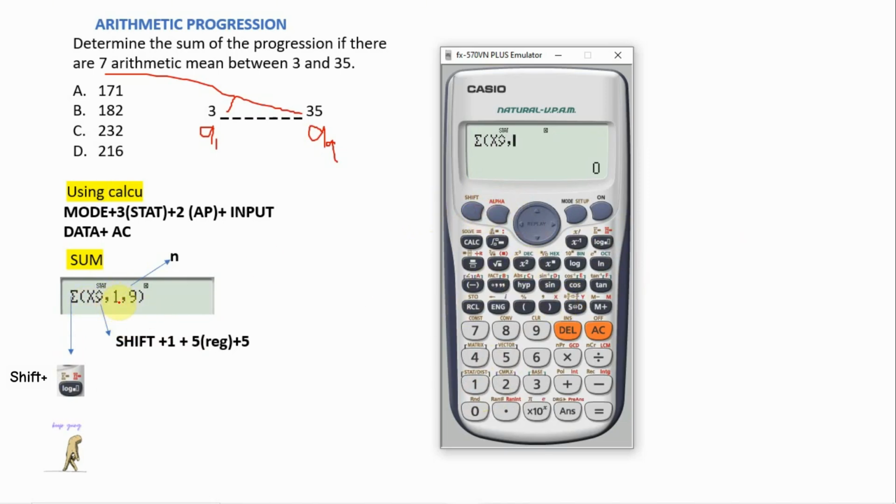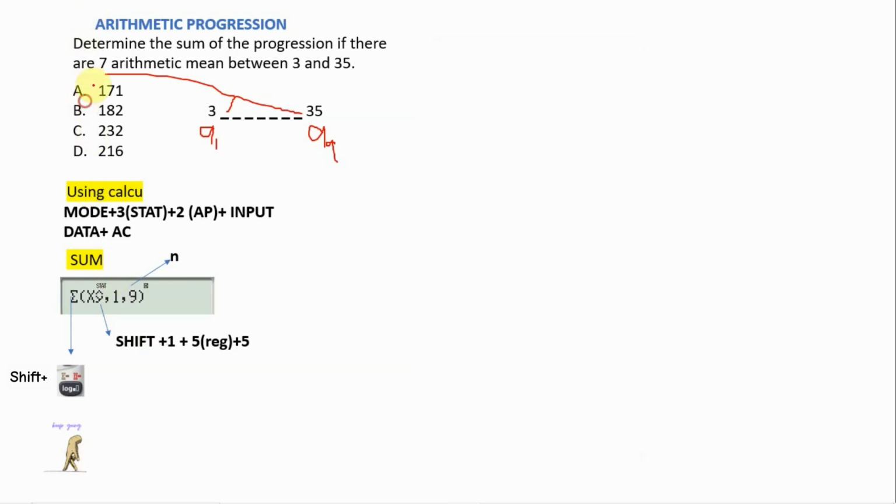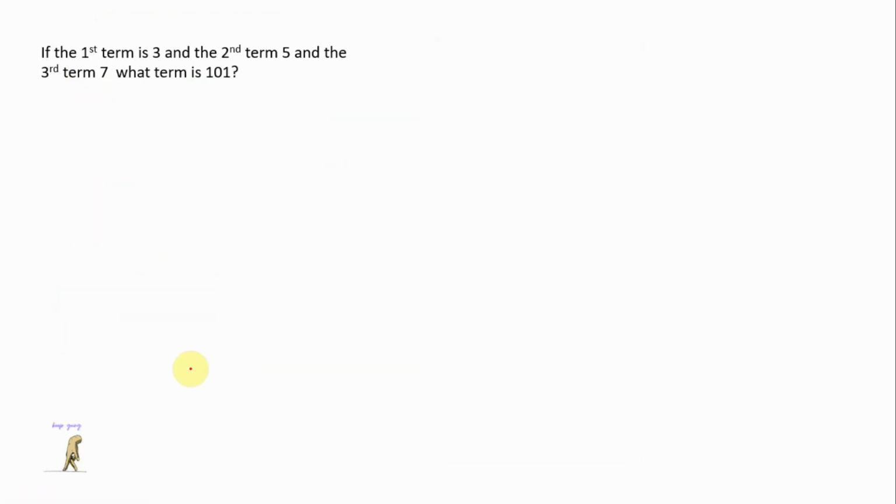We need to put here our first term because we are finding the whole progression of this specific number, okay? So 1, and then next, let's press another comma, and then as we can see, 9 here because this is our last term, okay? And then press equals, we will get our answer, which is 171. So it is letter A. Okay po? A.